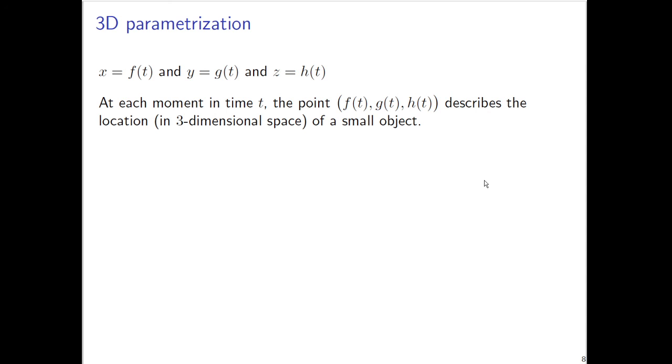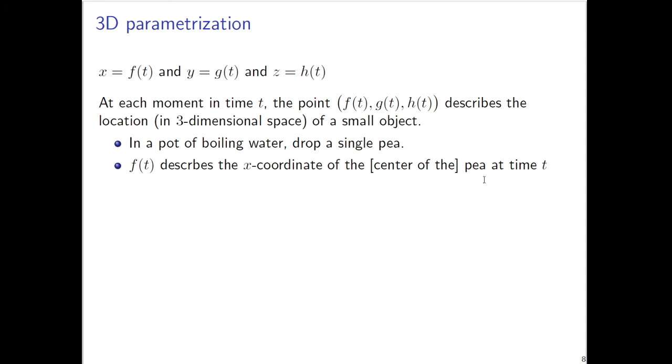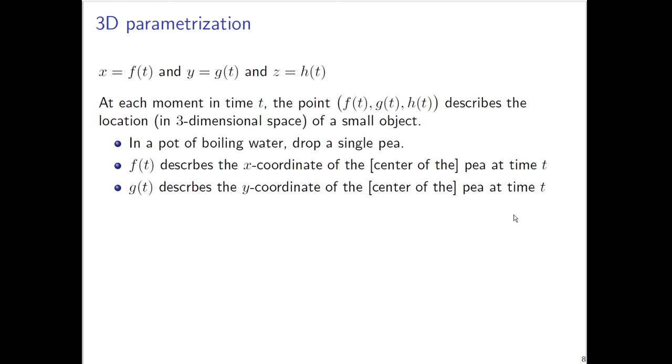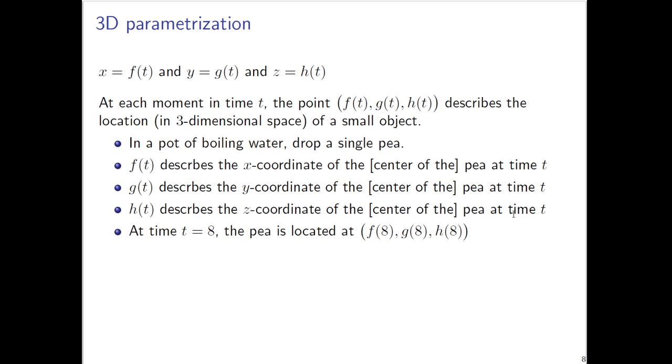It could be a bug. It should really even be smaller than a bug, but think of like the centroid of a bug or something like that. So for example, in a pot of boiling water, you drop a single pea. Just that vegetable, and see how does that pea move around. So f of t could describe the x-coordinate of the centroid of the pea at time t, and g of t could describe the y-coordinate of the centroid of the pea at time t, and h of t could describe the z-coordinate of the centroid of the pea at time t.